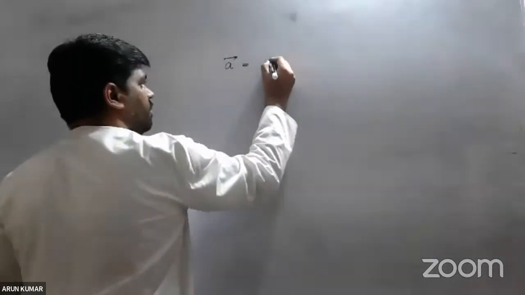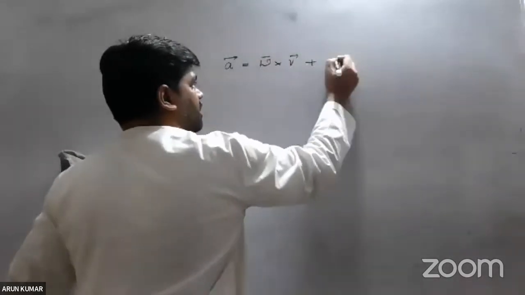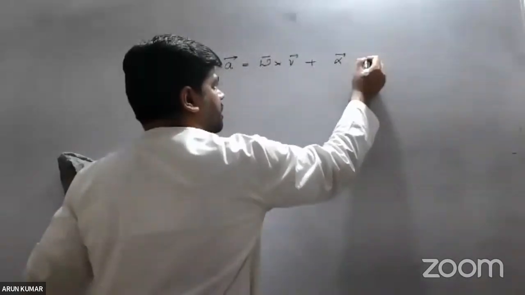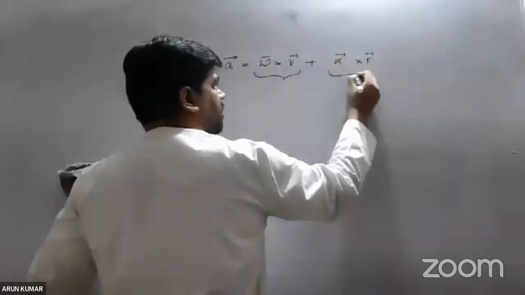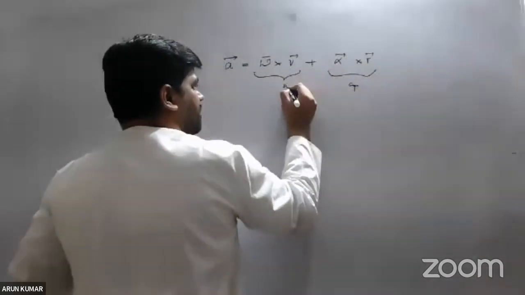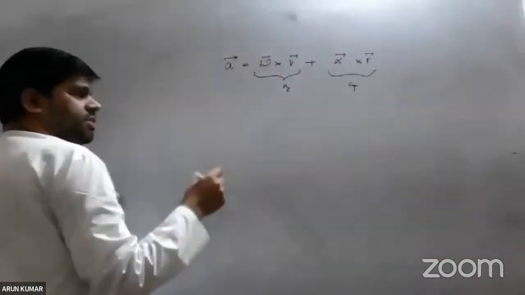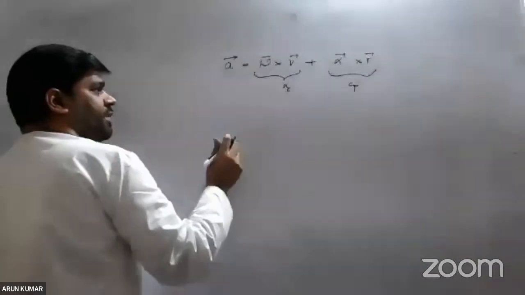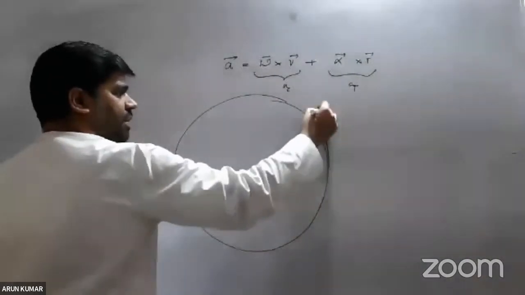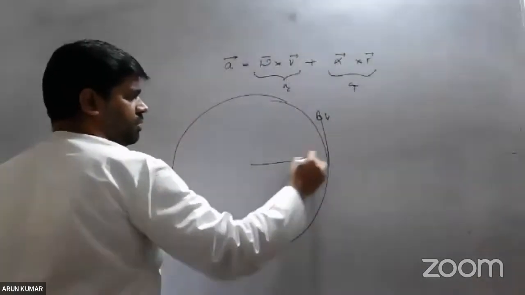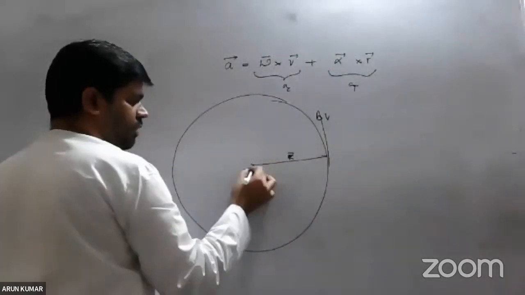A bar is equal to omega cross V bar plus alpha cross R bar. This is called centripetal. This is called tangential. This is called centripetal because it is towards the center. It is called tangential because it is along the tangent to the path. Let's see how centripetal comes. This is V bar. This is R bar. Omega is out of the plane.